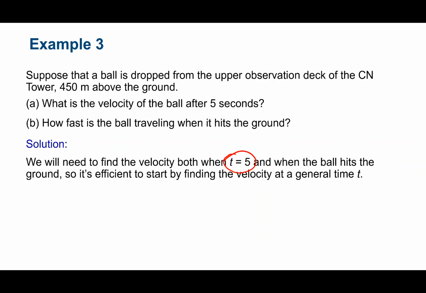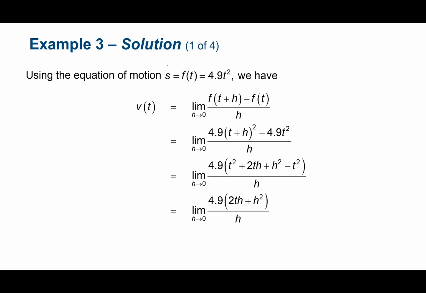So we need another equation that we're not given here. Here's our position function, f of t. Using our definition, we'll take f of t plus some time interval h, minus f of t, and then divide by our time interval. And we're going to find the limit as that time interval goes to 0.